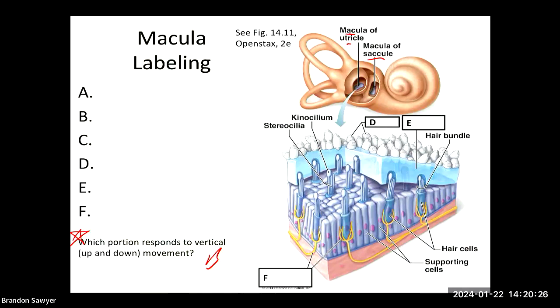Okay, C is the stereocilia again, right? We can see how they're embedded in this jelly-like membrane. D is those little rocks, the little otoliths. And then E is that membrane itself, that otolith membrane. And then again, F would just be the fibers of that vestibular nerve.